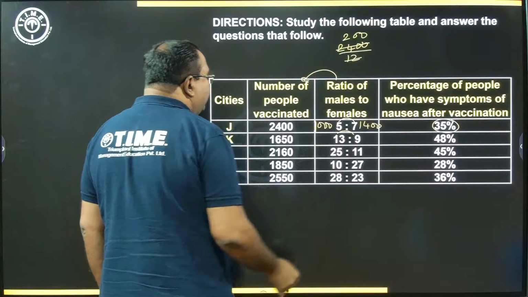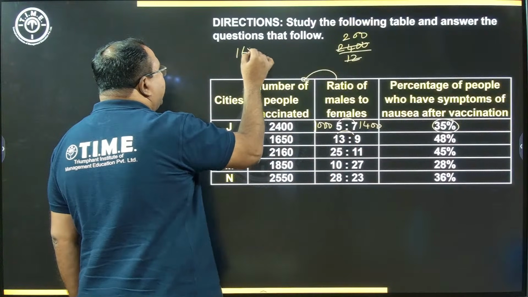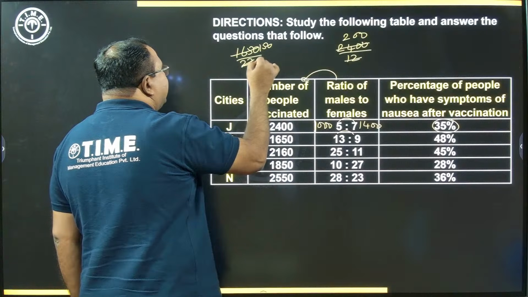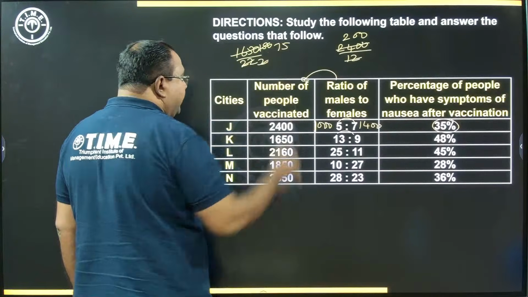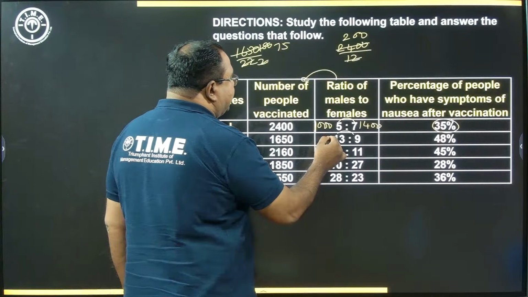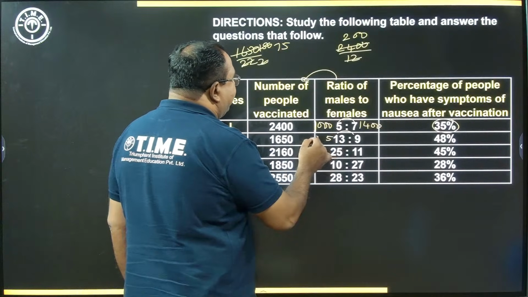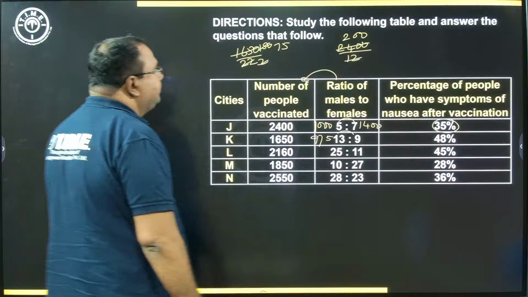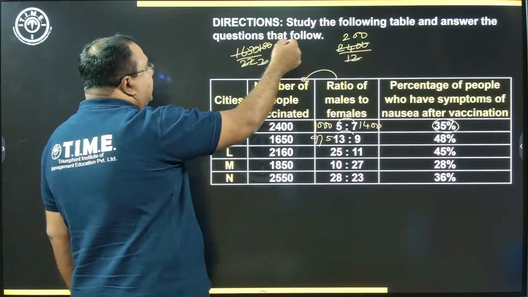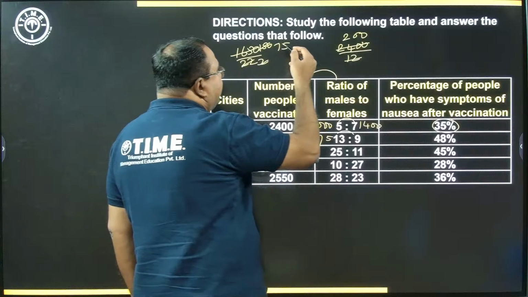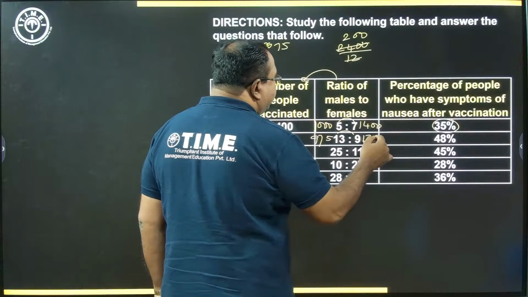13:9. So total 22 parts, 1650. 1650 upon 22. 11 150s, 11 2s, 2 goes 75 times. So 13 into 75. 13 5, 65. Otherwise, 13 7, 91 plus 65, 975. I can do it like this. 13 5, 65. 13 7, 91 plus 6 are directly multiply. 9 into 75. 630 plus 45 is 675.